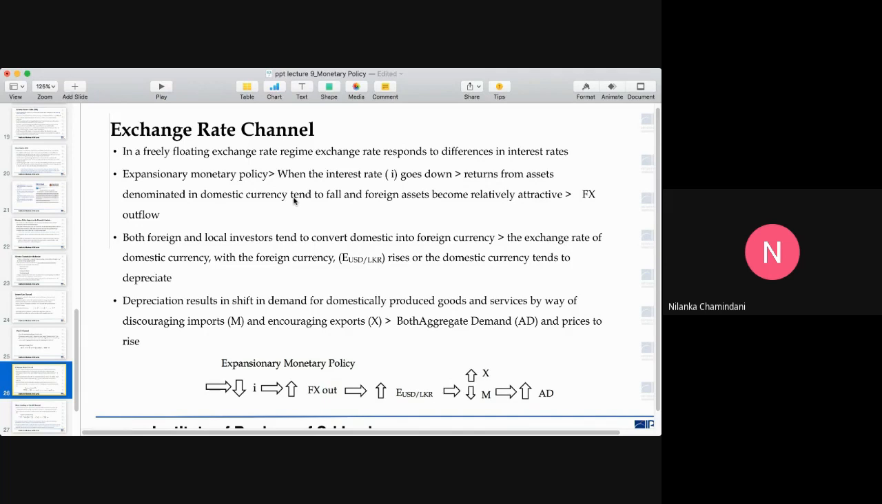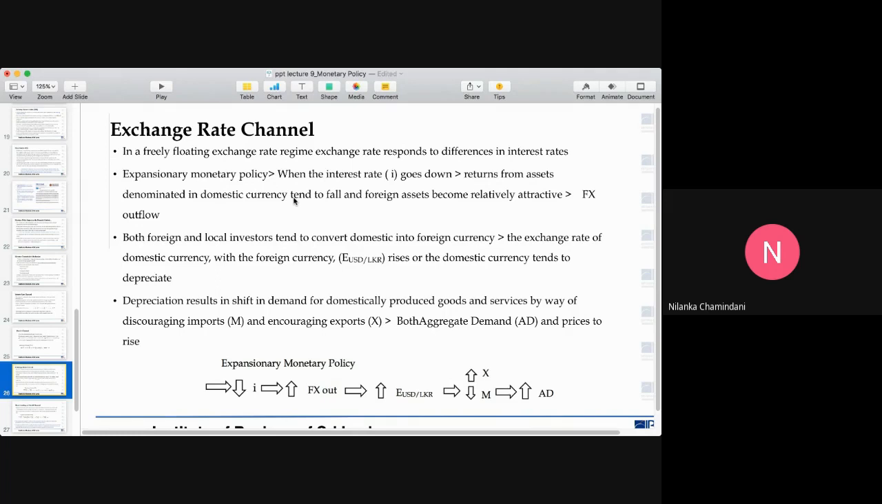Here you can see that now in the domestic foreign exchange market, most of the investors are going to convert their assets and leave the country. Investors don't want to invest in the domestic market, because the returns for domestic denominated assets are now low. So they have to sell the assets and convert them to foreign currency, meaning the US dollar. So there is a higher demand for the US dollar.